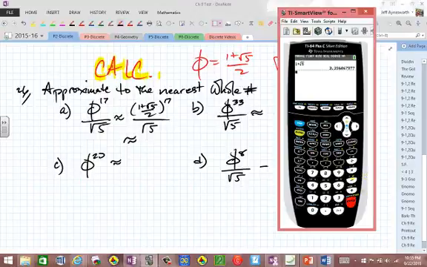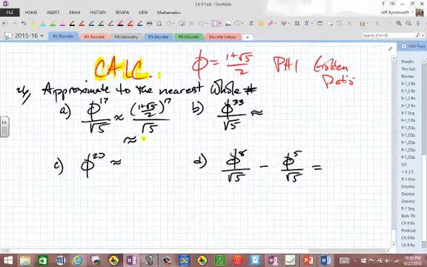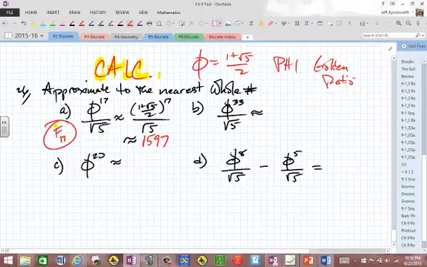So you've got that divided by 2. There's phi. Now let's raise it to the 17th power, divided by root 5. Now round it: 1597. Just to let you know, that's F sub 17.